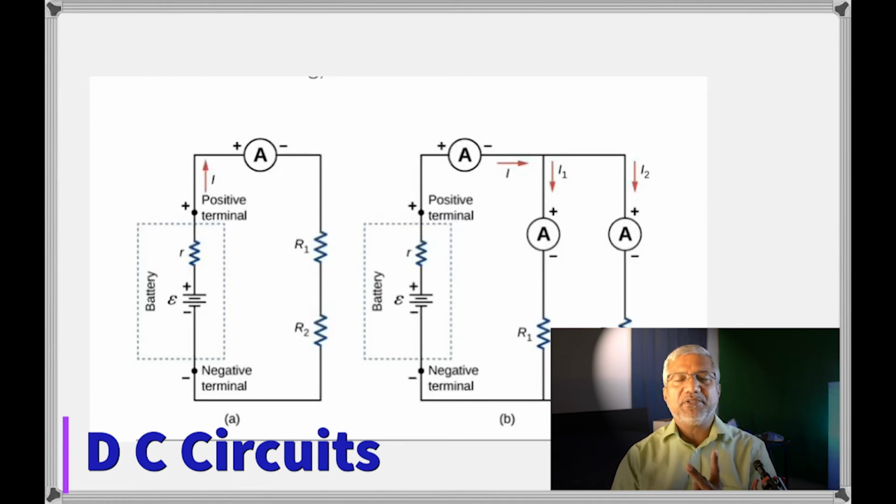So two things to remember. Number one, an ammeter is always connected in series. Number two, an ammeter is a low resistance instrument.